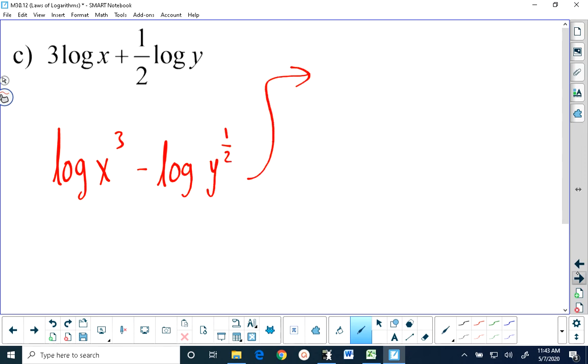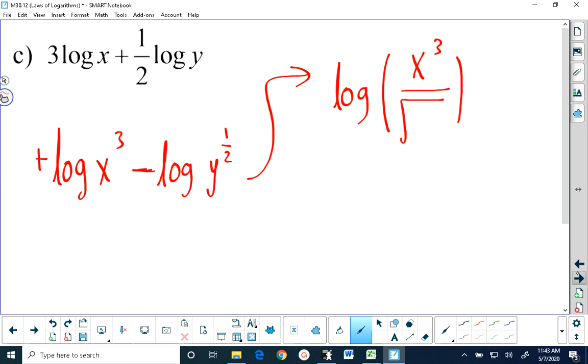Now we can pack them together. It's a difference, which means the single logarithm will be a quotient. The logarithm that was positive has an argument that goes on the top. The logarithm that's negative has an argument that goes on the bottom. And I would be inclined to write root y rather than y to the half.